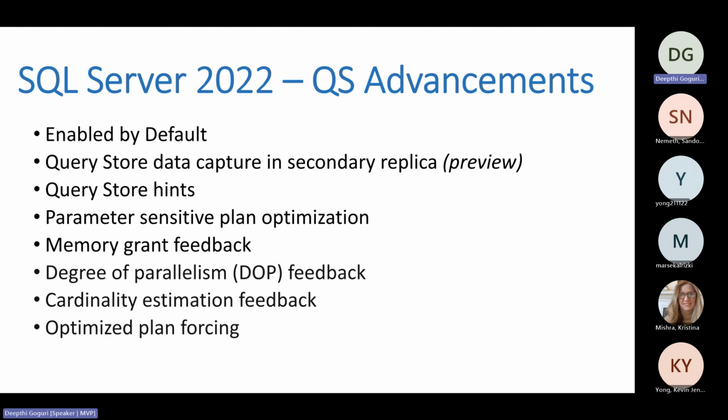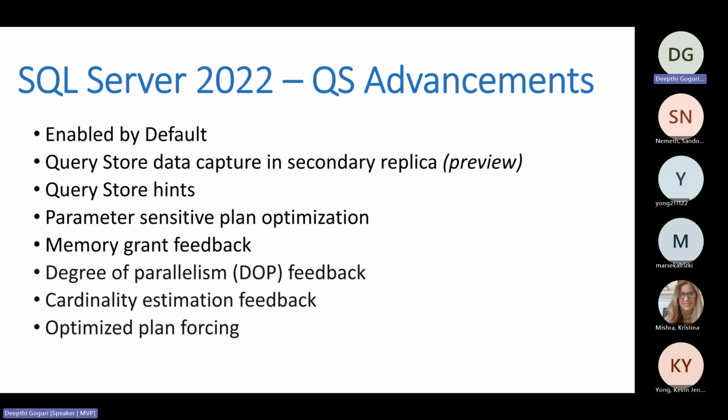Like the query store advancements that we talked about, a couple of them are enabled by default. The other advancement is that the query store data is also captured for the secondary replicas. Before SQL Server 2022, we did not have this feature. If you have Always On availability groups, only the primary read-write replica used to collect the query store information, and the read-only copy didn't have that option.